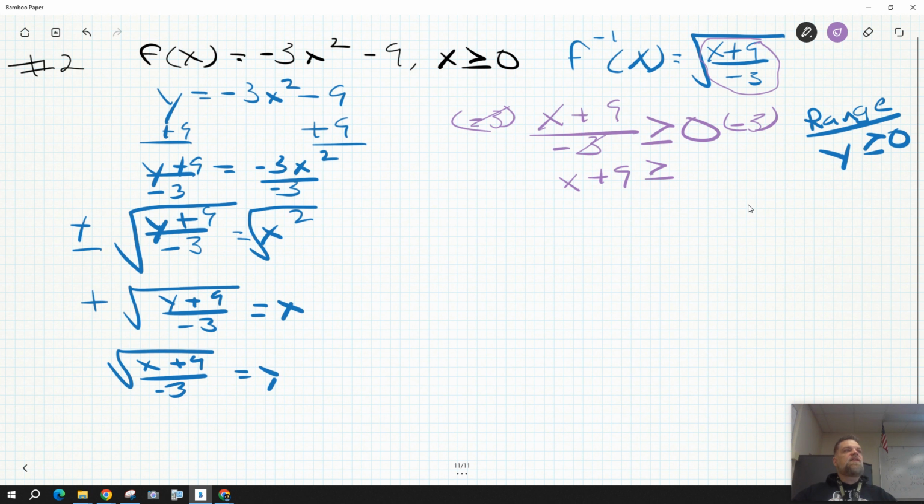What's negative 3 times 0? Ow, it hurts. 0. Okay? Now what do I do? Subtract 9. So I get x actually has to be greater than negative 9. I don't know why I wrote 7. So my domain of f inverse has to be greater than or equal to negative 9. Oh man, that's a lot of work.